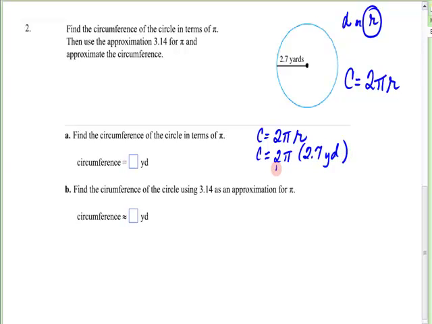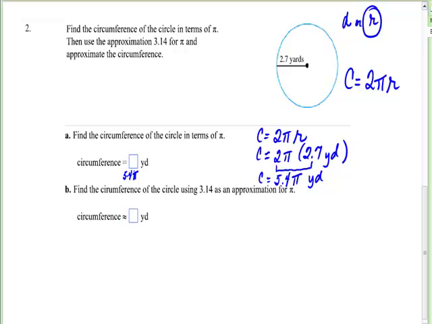You want to go ahead and multiply these two numbers, and you're going to get the circumference is 2 times 2.7, which gives you 5.4, then the pi symbol, and it is measured in yards. So you will put in 5.4 pi yards, getting the pi symbol from the tool palette.